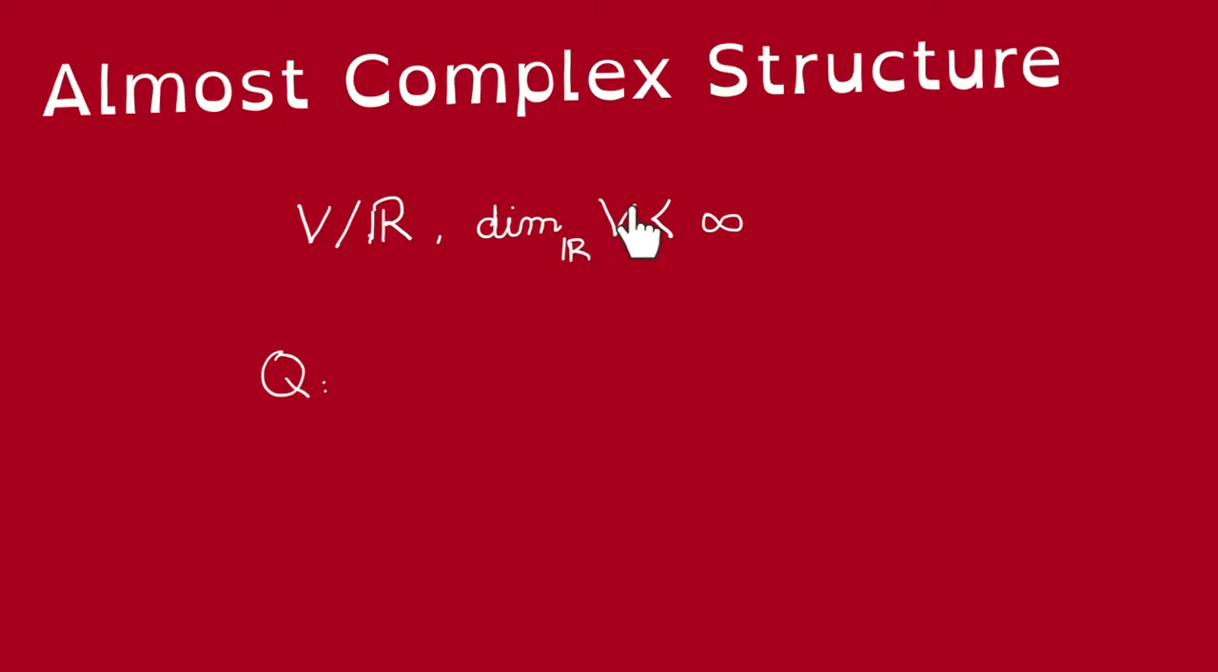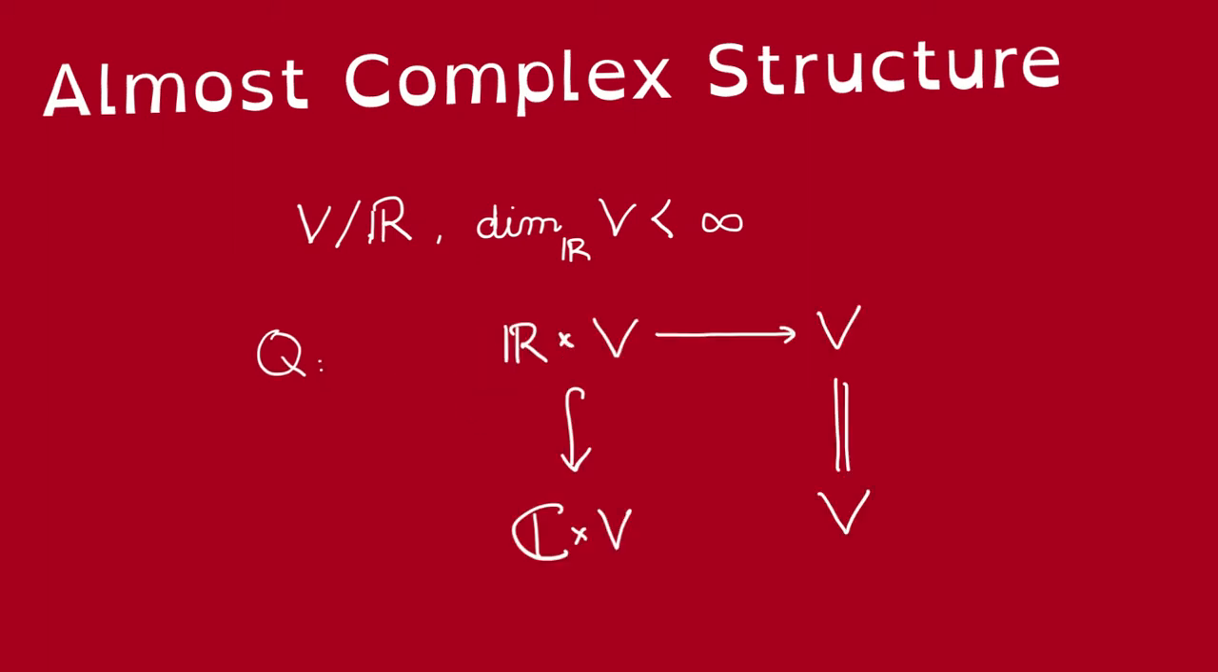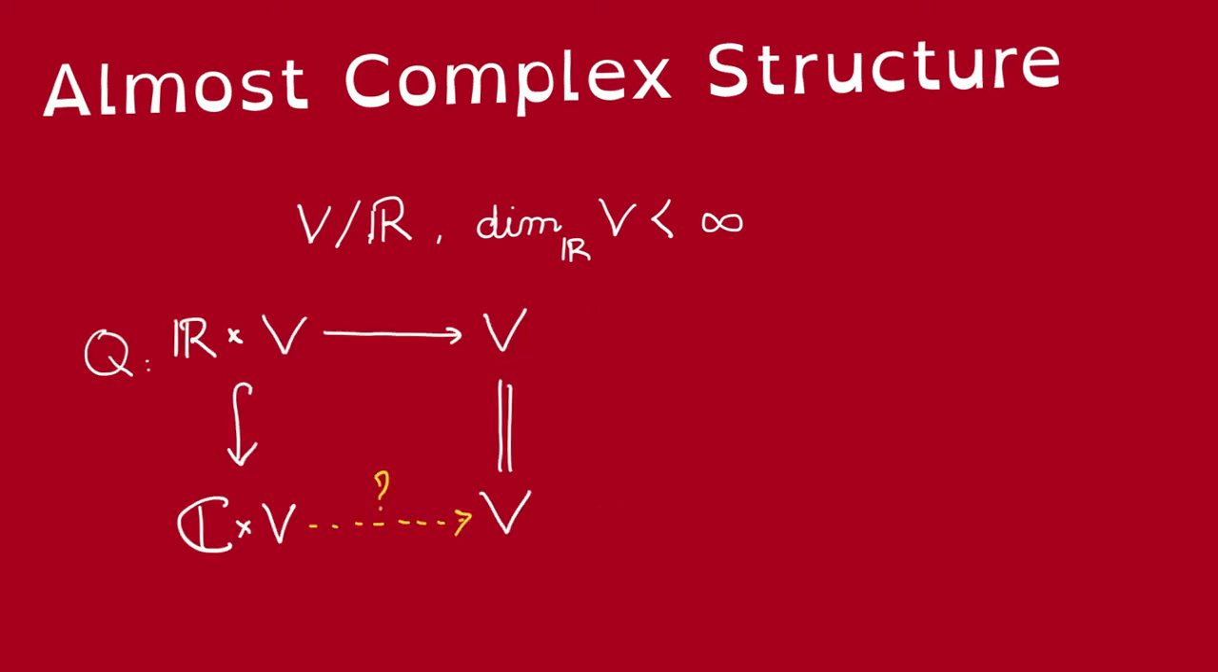Given a finite-dimensional real vector space V, we have a natural question. Can we turn V into a complex vector space? Or, more precisely, could we extend the real vector space structure on V to a complex vector space structure? Well, let's examine what we would need.